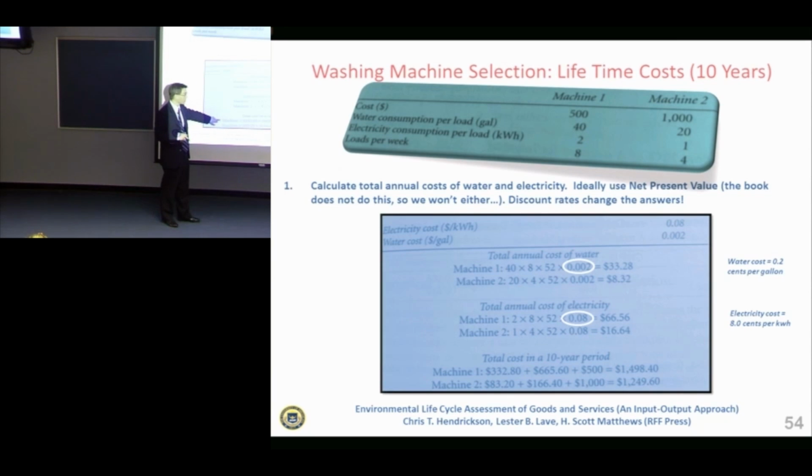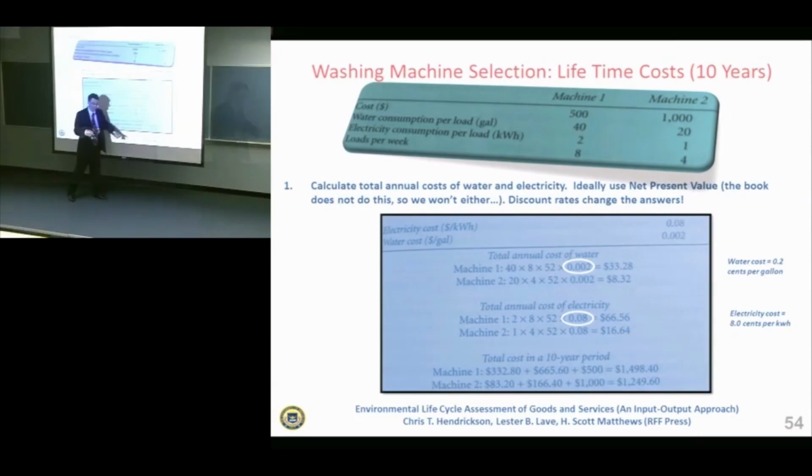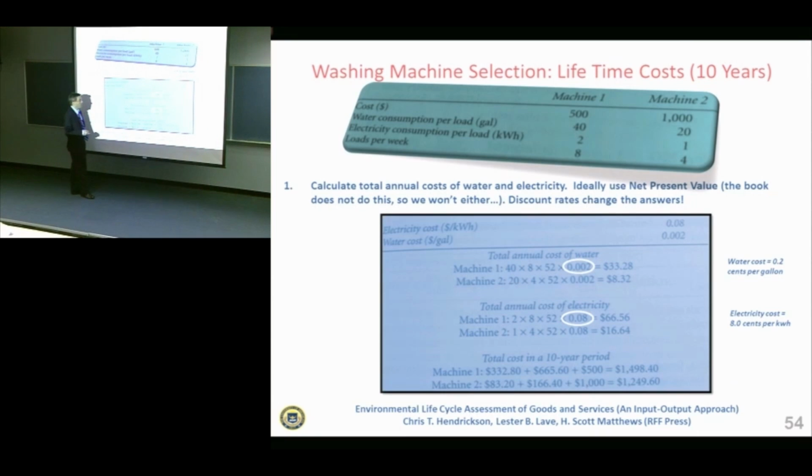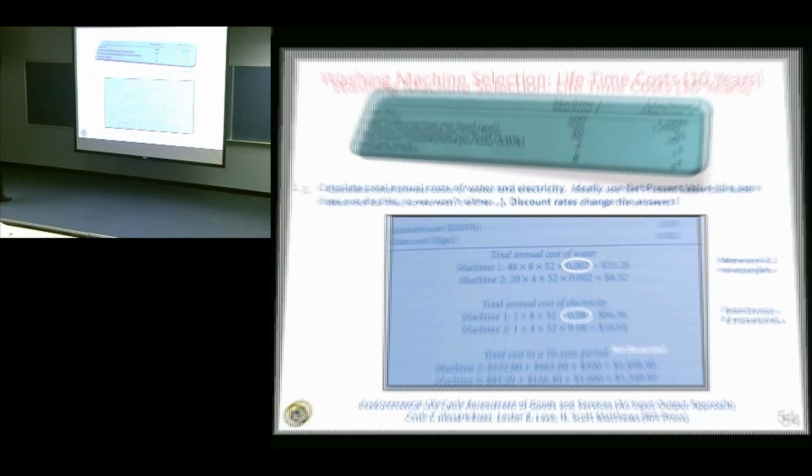You add in the production costs, $500 and $1,000, and over 10 years, and they're not using present value here. This is just 10 years, no discounting. You have about $1,500 spent on machine one and about $1,250 on machine two. Okay. So this is more of an overview. Let's look at these values specifically. Okay, these are the 3 sectors. You have the production of the washing machine, you've got your electricity sector, and you've got your water sector here. So let's input those amounts.